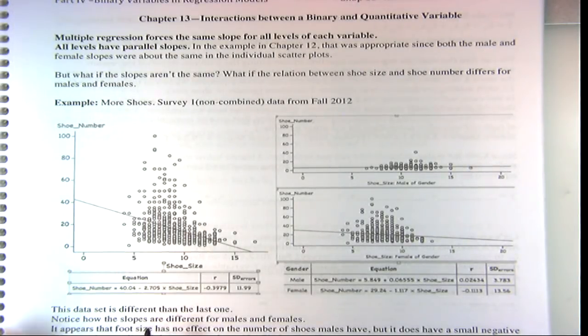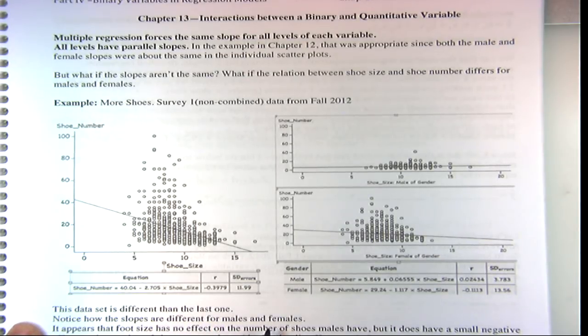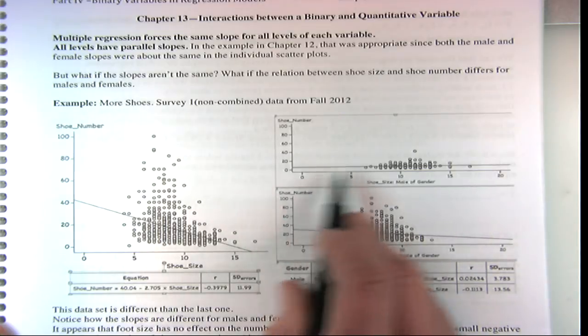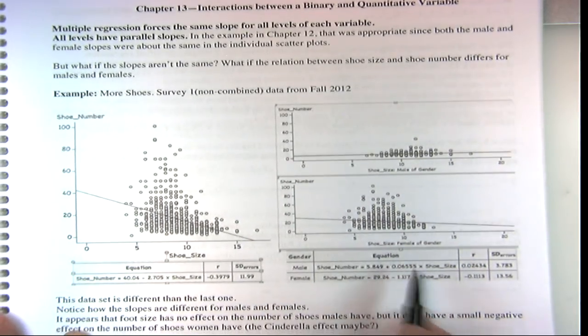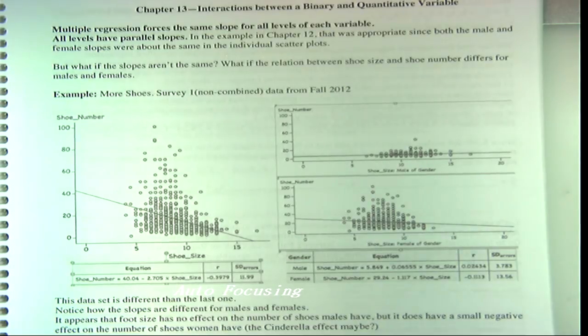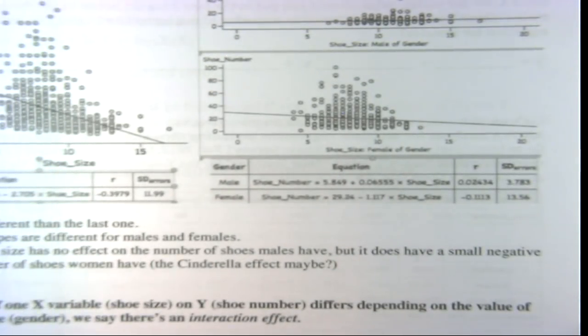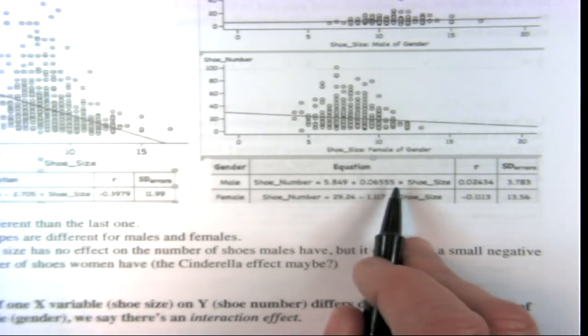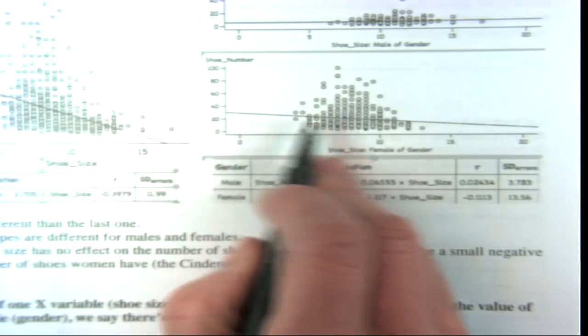All right. The data set is different from the last one. The slopes are different for males and females. See, right here it has a much bigger negative slope, stronger negative slope for females. It appears that foot size doesn't have much effect at all for males. I'm sorry, this is very difficult to see if you didn't have that in front of you. But what I'm talking about is these two different slopes. This is almost 0 for males. You can see it's flat, whereas this is a slight negative slope. That's all I'm trying to show.